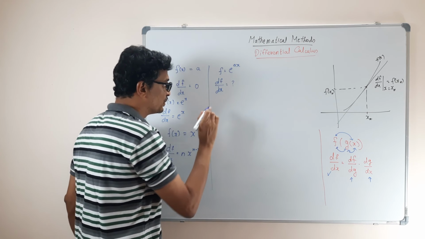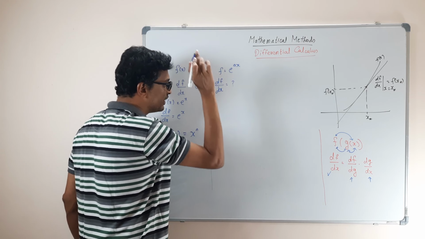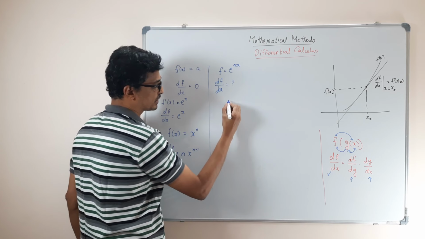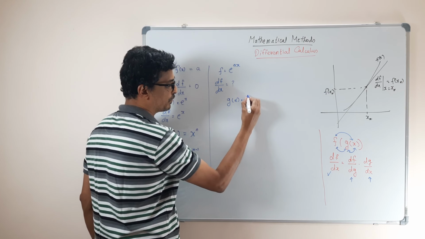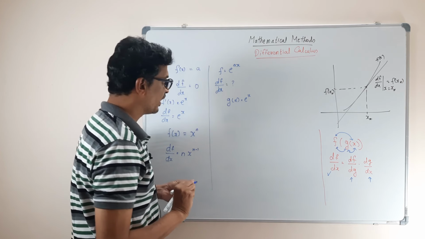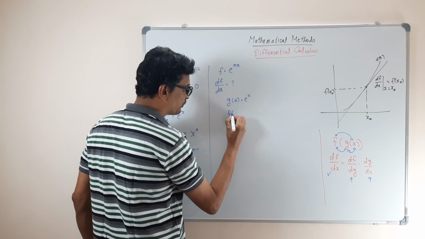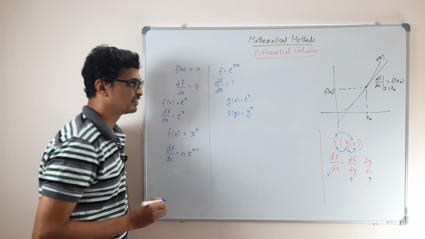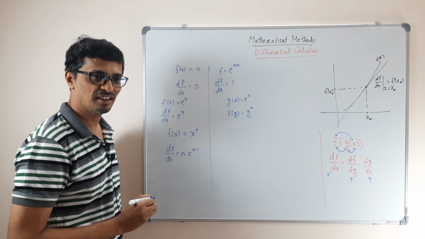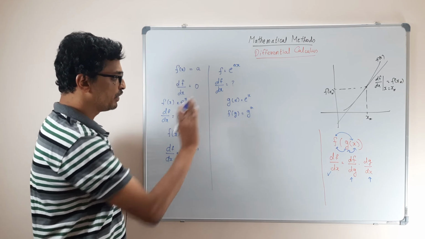Okay, so if you want to see, I can write this function. Suppose we already know this function. Let me write g of x equal to e power x. And I am going to write f of g is g power a. Okay? You got it? So I am giving two functions.